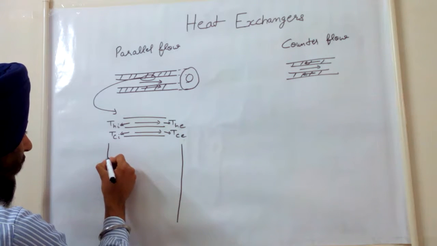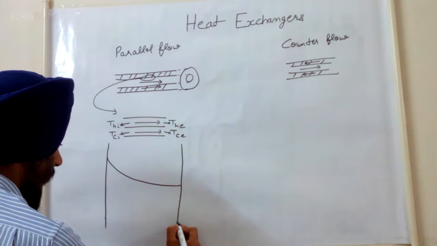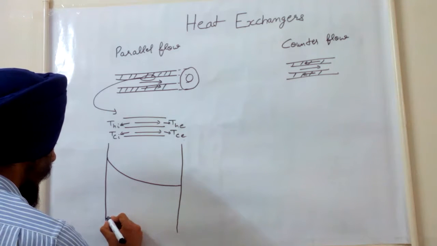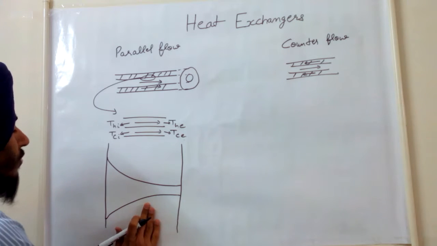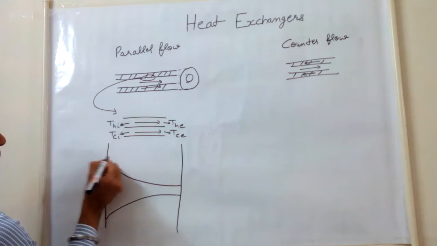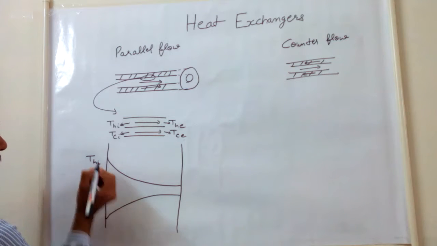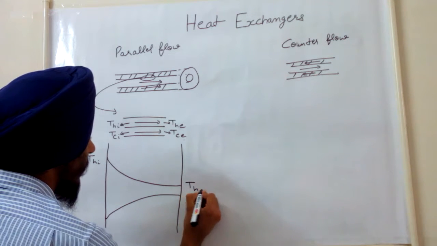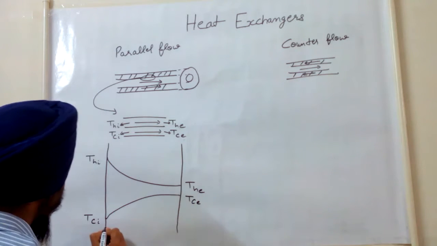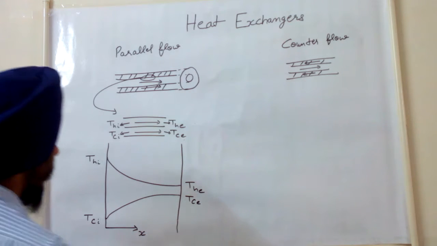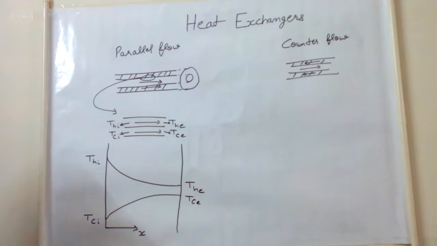The temperature profiles will be parabolic. In case of parallel flow, we will see the temperature profiles as this. Parabolic, this would be T_HI, this would be T_HE, this would be T_CI, T_CE. X direction, we are moving towards the flow. We can see the temperature profiles.